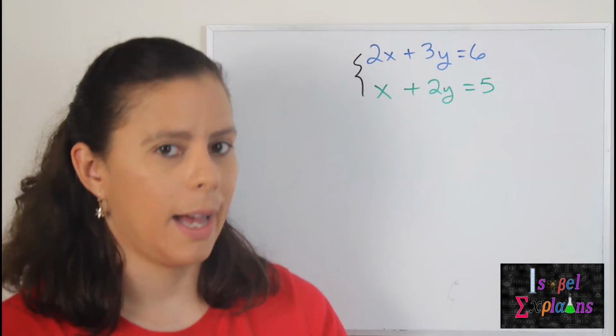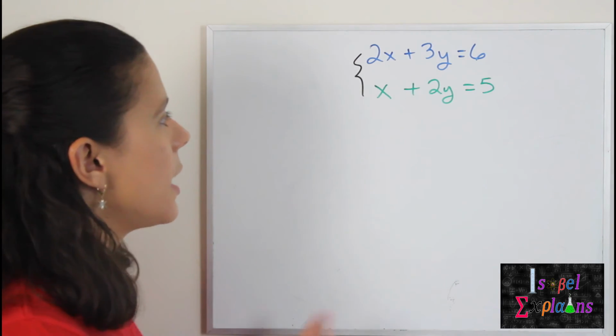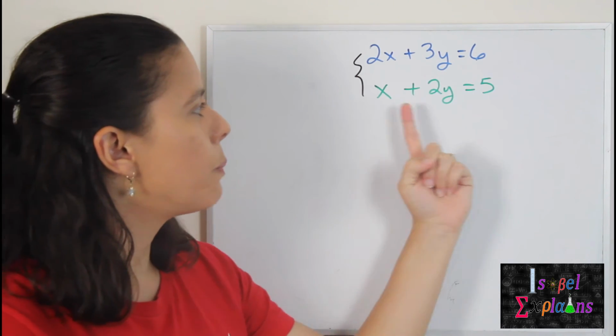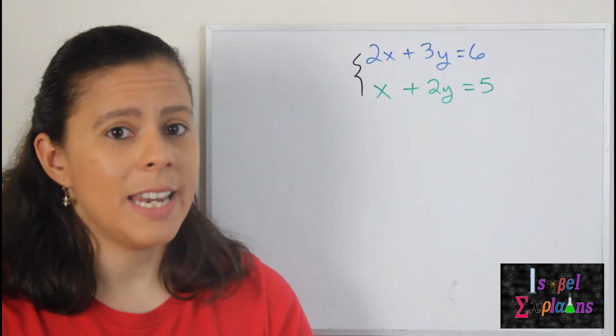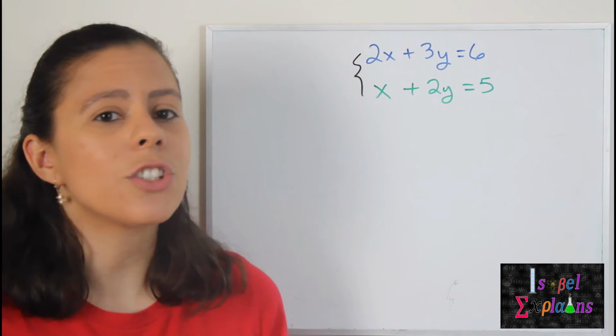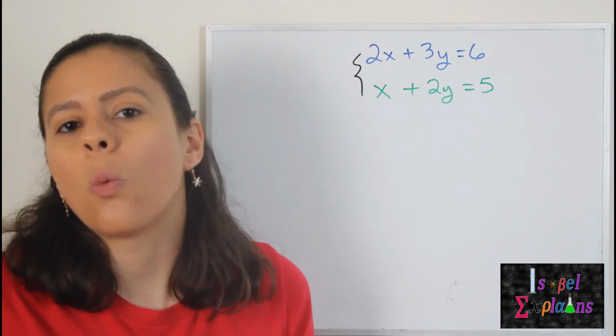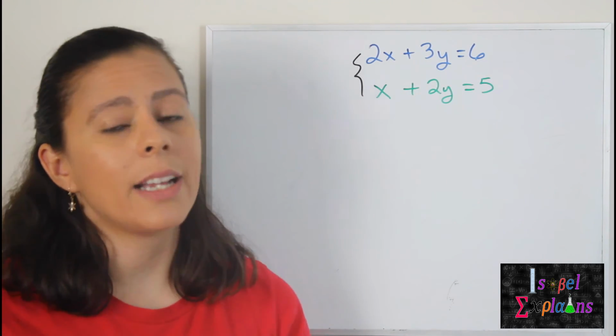That's why it's called elimination. So let's see. In this case, we have 2x plus 3y equals 6 and x plus 2y equals 5. Now, as you can see, we can't just add or subtract one of the equations because it will not eliminate one of the variables. So I can do two things.